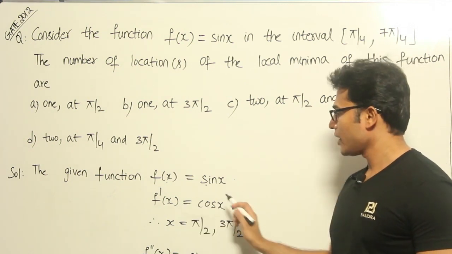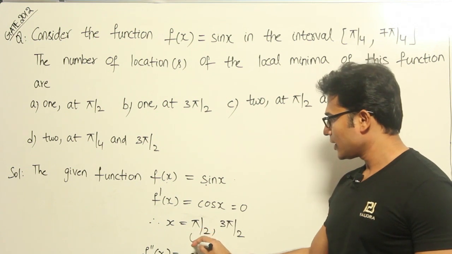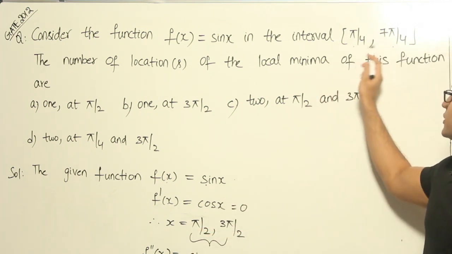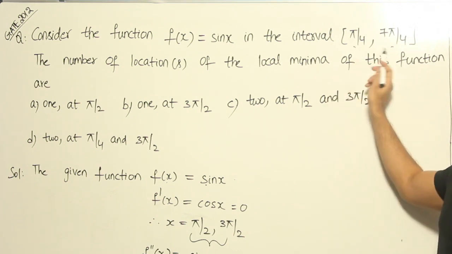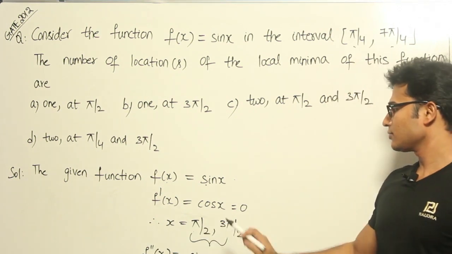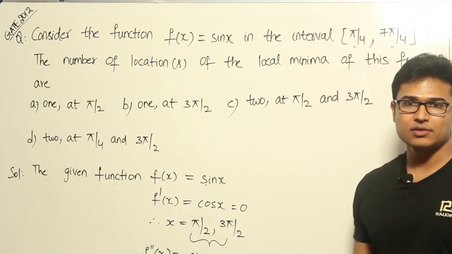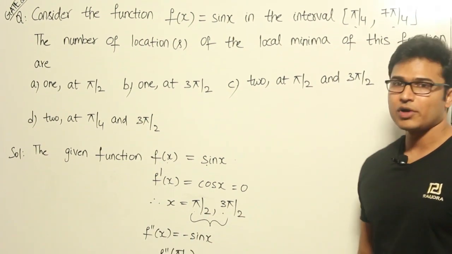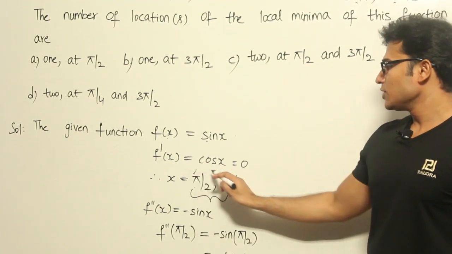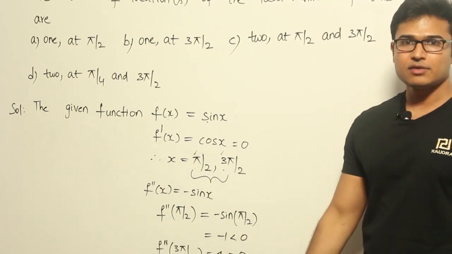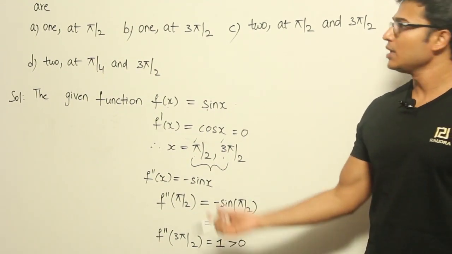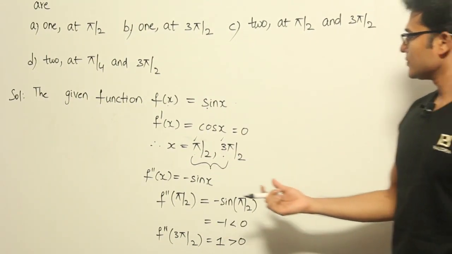Now if I find out, then I found out that at x equal to pi by 2 and 3 pi by 2, in this range, you should also keep this range in mind. In this range, these are the only 2 points for which the slope of the tangent is 0. Therefore these two are the stationary points. Now there is a chance that one of these 2 points, or both of the points, may be local minima. So let's find it out.